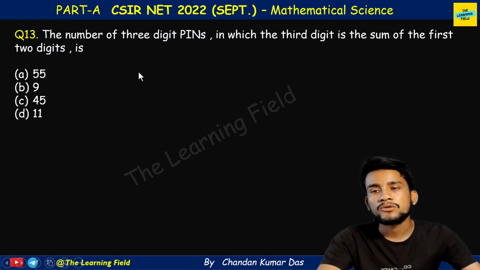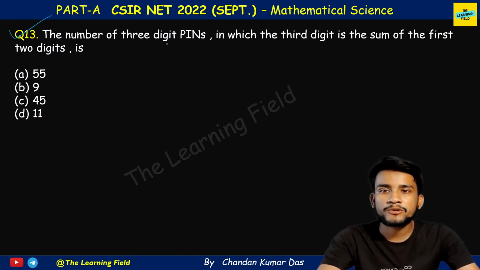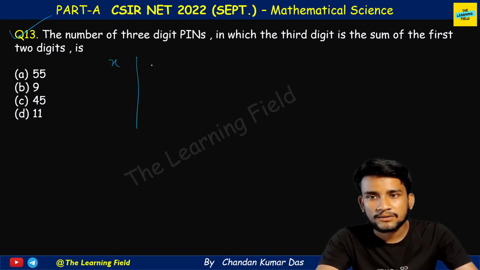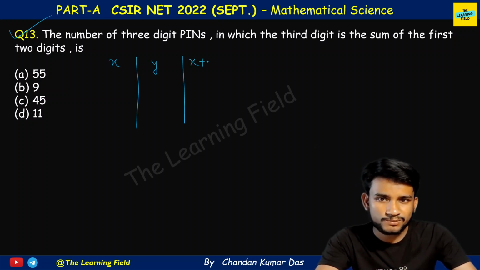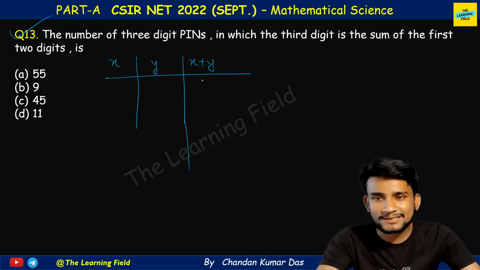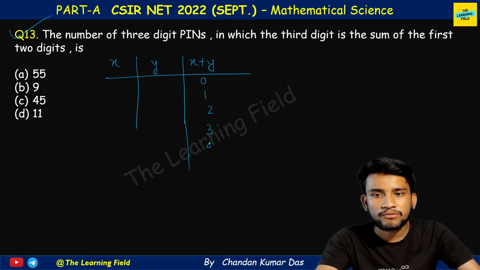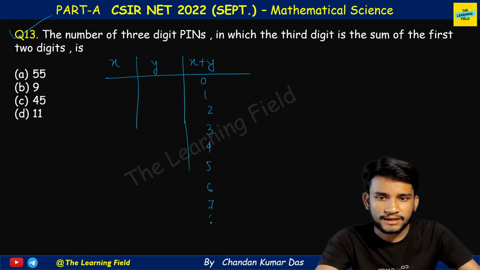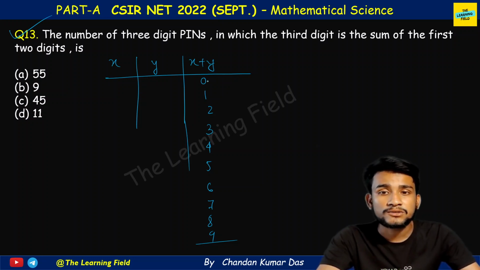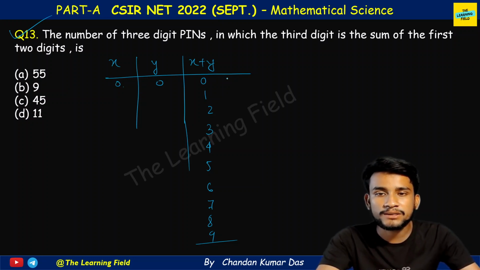Okay, option A. Going to the next question, it says: the number of 3-digit pins in which the third digit is the sum of the first 2 digits. Suppose the pin is X, Y, and the third digit means X plus Y. Okay, this is the possibility. Now the possibility of X plus Y means there may be 0, 1, 2, 3, 4, 5, 6, 7, 8 and 9, but not 10, because 10 is not a digit.